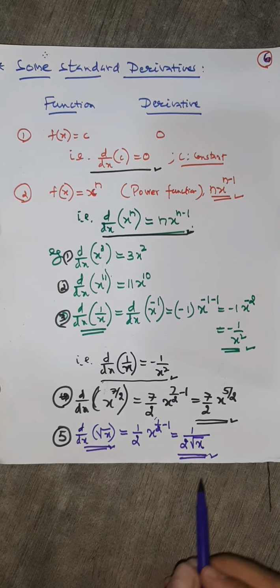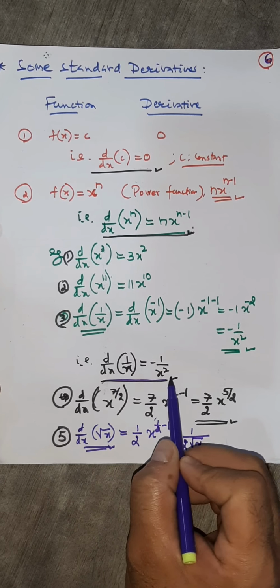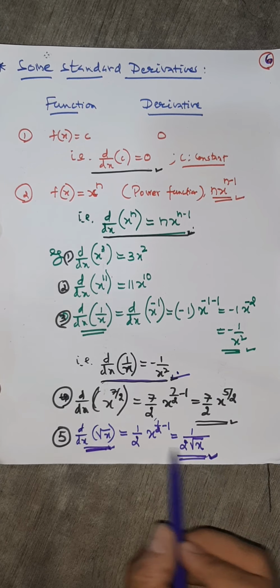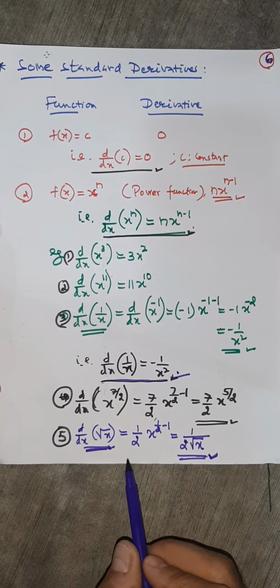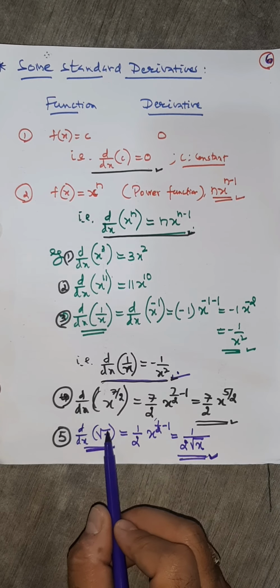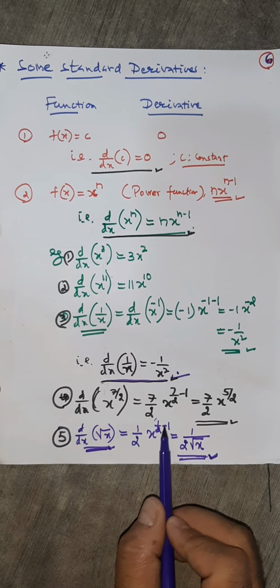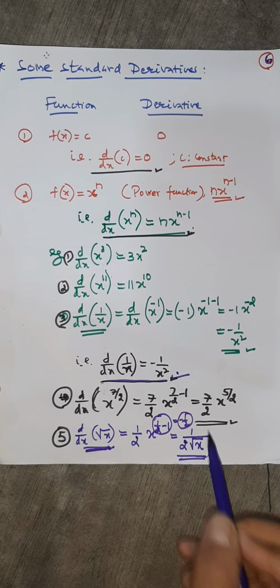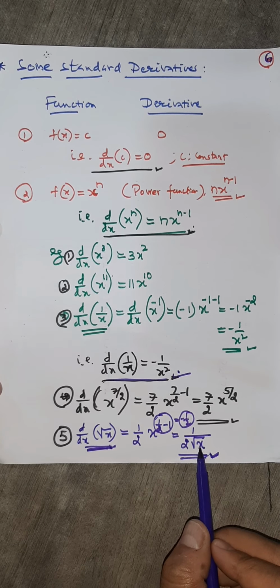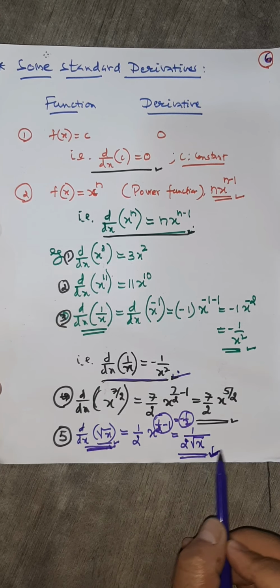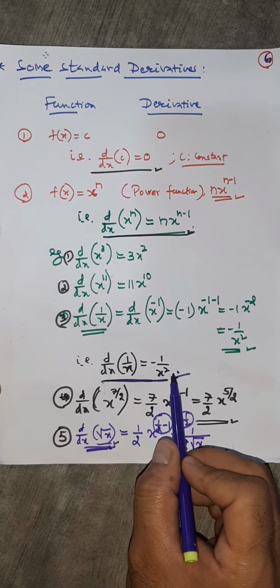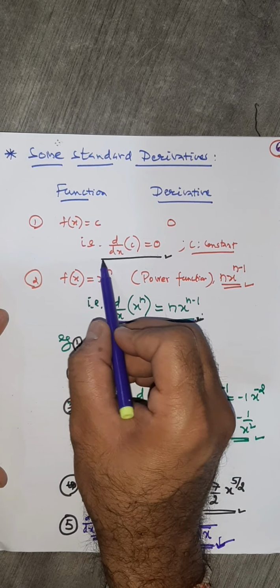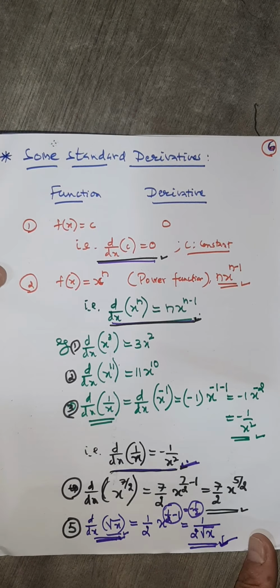We'll use this directly. What's the derivative of 1 by x? Minus 1 by x square. What's the derivative of root x? 1 upon 2 root x. This comes just from the formula of x raised to n. Root means half power. So half will come in product and 1 less. So this is minus 1 by 2. You take this one in the denominator, so raised to 1 by 2, which is root. So derivative of root x is 1 upon 2 root x. Derivative of 1 by x is minus 1 by x square. Derivative of x raised to n is n into x raised to n minus 1. Derivative of any constant is 0.